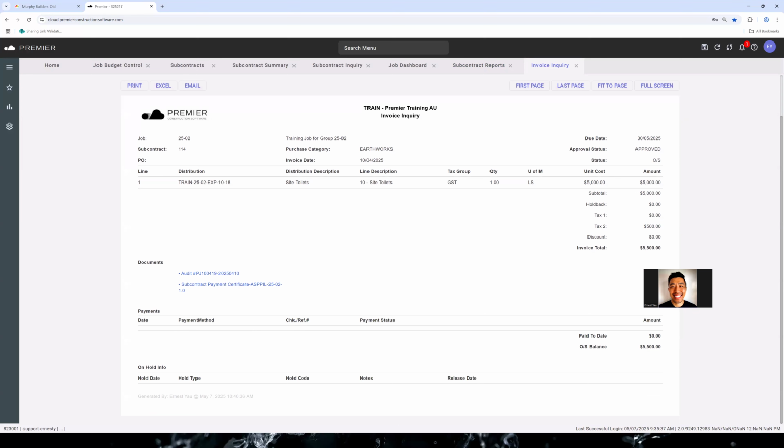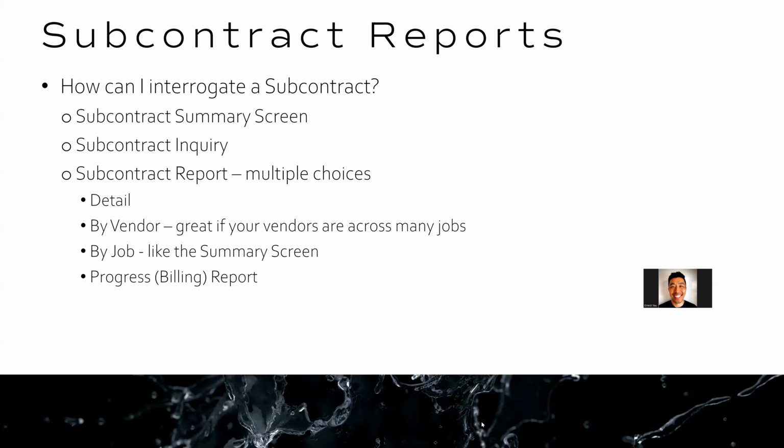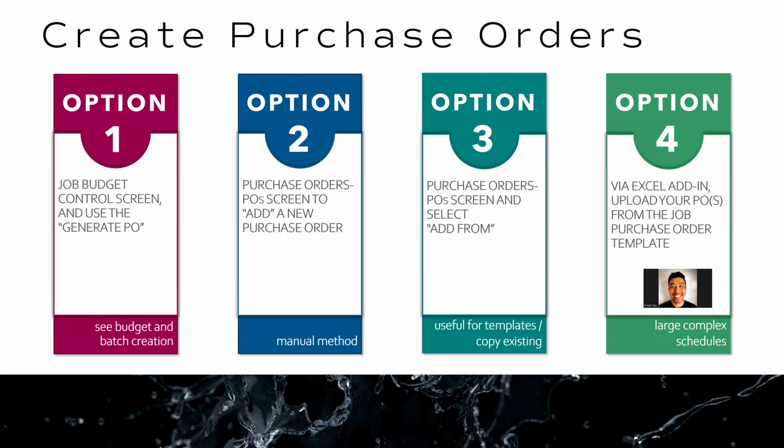All right, cool. So that's subcontracts. I might move on to purchase orders now. So this is, I guess, the options that you have of entering the purchase orders into the system. Very similar to subcontracts in terms of available options, so I won't go through them in the same detail as I did before. But again, we're just going to look at creating POs through the job budget control screen.